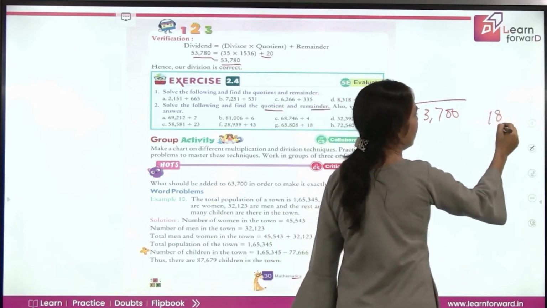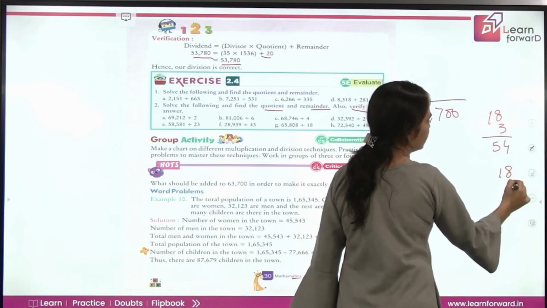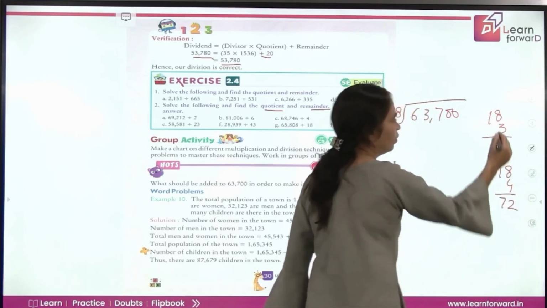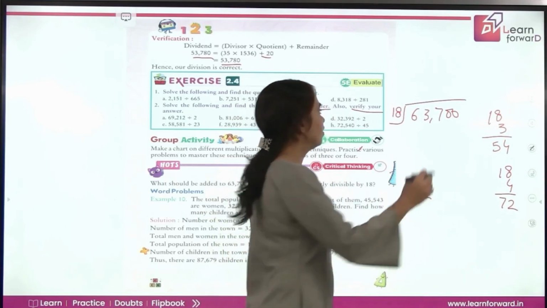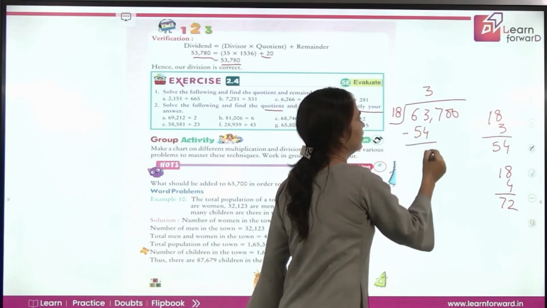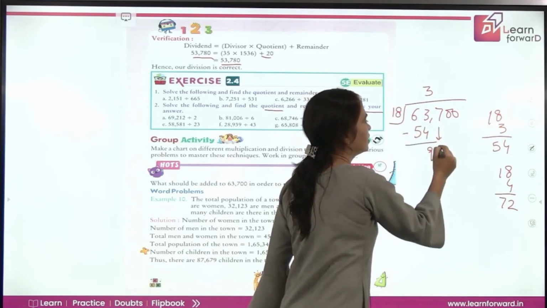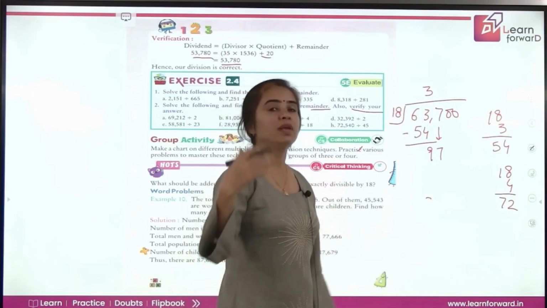18 threes are 54. 18 fours are 72. If you don't know the table, you can multiply. So we stop at 18 threes are 54. What do you get after subtracting? 9. You bring down 7. So where will you stop? 18 fours are 72.